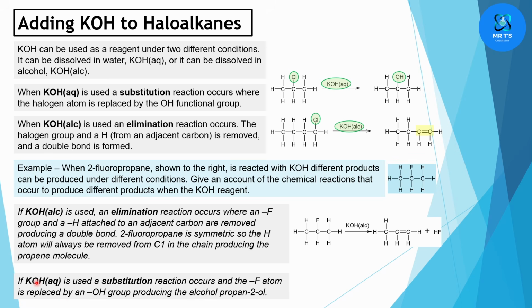So remember, if it is aqueous, it's going to make the alcohol. So this is going to be a substitution reaction. In this case, the fluorine is going to be replaced by an OH group, and it's going to produce the alcohol propan-2-ol. And this has all the information we need to get a full answer that might get an Excellence grade. Hopefully this has been helpful.